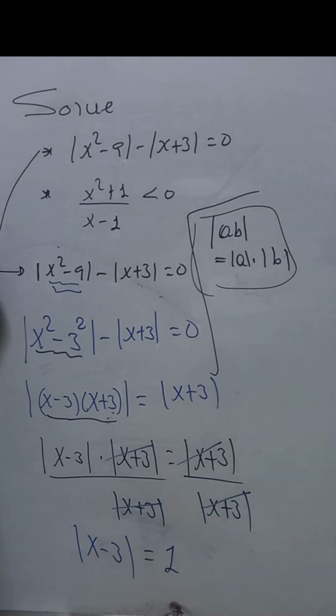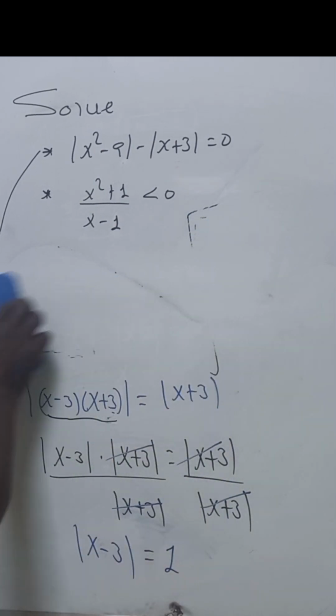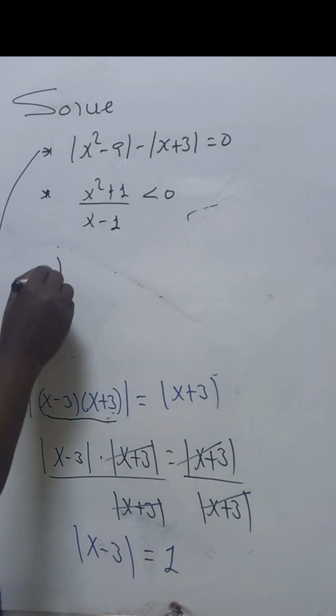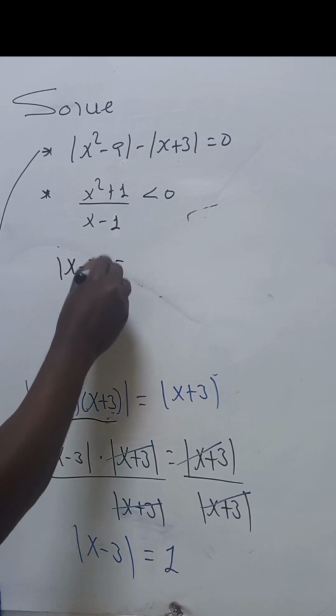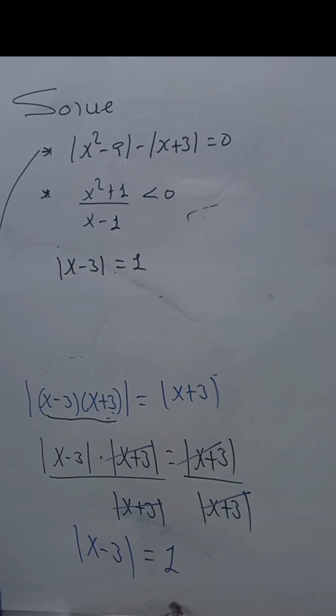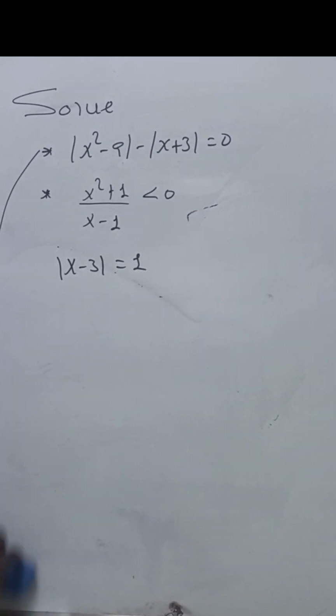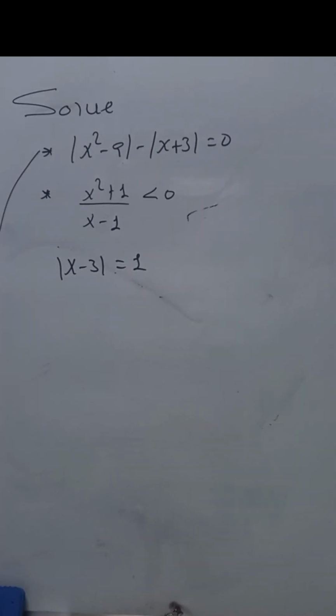To solve this problem, let's come back again here. The modulus of x minus 3 equals 1. How can we find the solution of this problem? In order to find the solution of this one, you have to remember two very important cases.